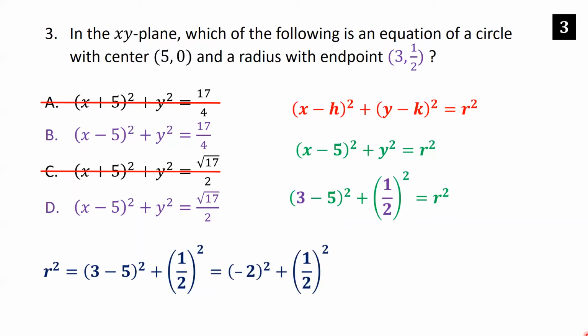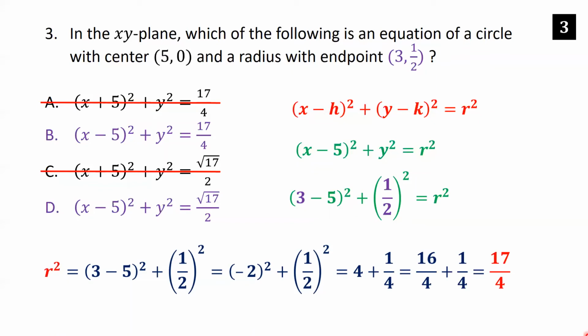Now 3 minus 5 is -2, and the square of -2 is 4. And the square of 1/2 is 1/4. Let's get a common denominator. 4 could be written as 16 over 4. Add 1/4, and we get 17 over 4 for r squared. Now, that gives us an answer of choice B.